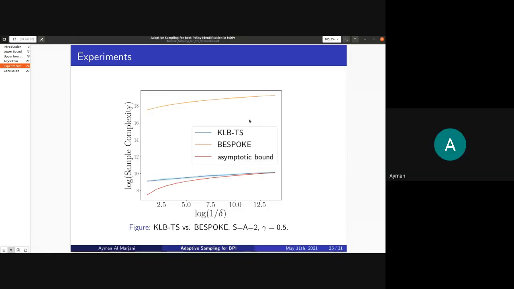So the second experiment is comparing KL ball track and stop with bespoke. On the y-axis you have the sample complexity on the log scale, and we see clearly that KL ball track and stop outperforms bespoke by several orders of magnitude. And the shaded area has shrunk here because of the log scale.